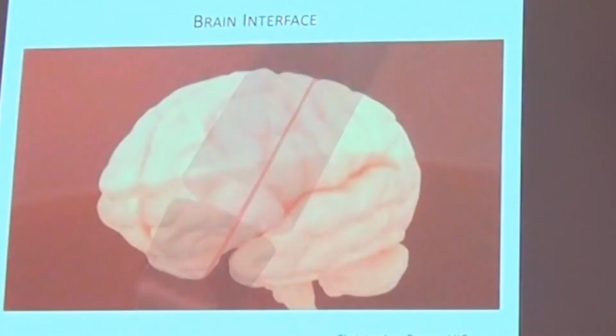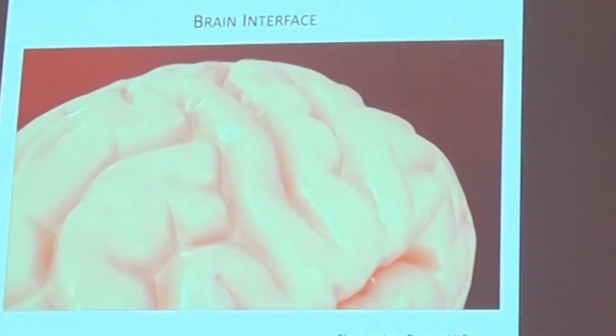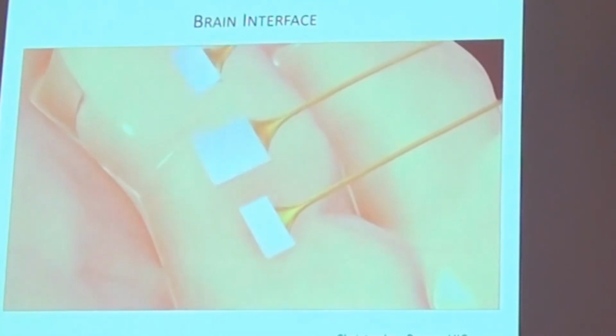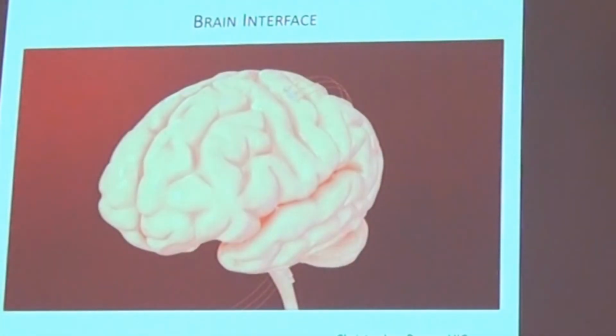So these robotic hands have sensors on them, as I mentioned earlier, and what we're working on is coming up with algorithms to convert the output of these sensors again into patterns of electrical stimulation of the brain.